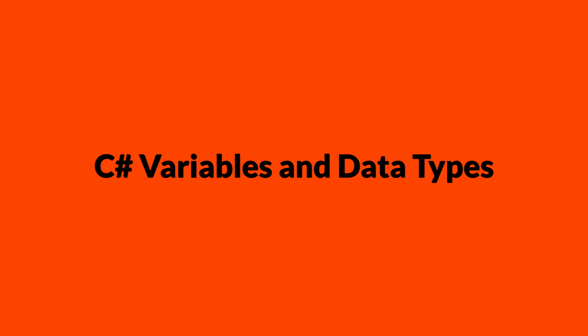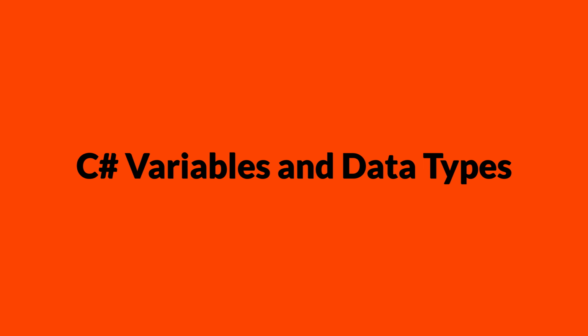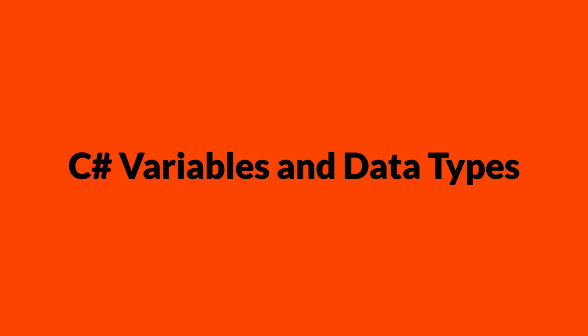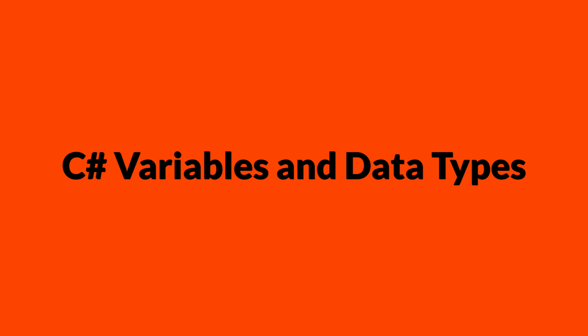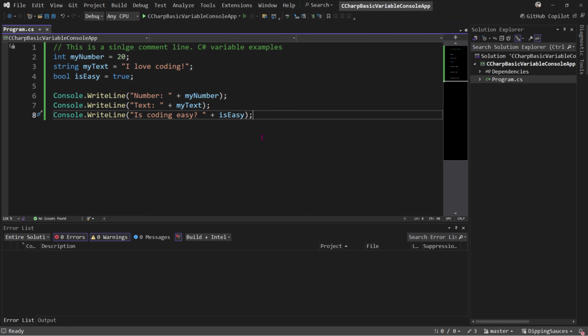Variables and data types are the building blocks of any program you'll ever write. So it's super important to understand them. But don't worry, I'll explain everything in simple English and make it easy to follow. By the end of this video, you'll be able to create your very first variables in C# and understand how data types like int, string, and bool work.